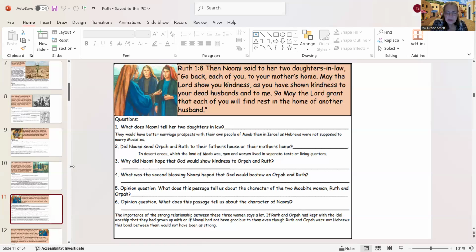What does this passage tell us about the character of Naomi? That she does love her daughters-in-law very much, and she wishes the best for them. The importance of the strong relationship between these three women says a lot. If Ruth and Orpah had kept with the idol worship that they had grown up with, or if Naomi had not been gracious to them, even though Ruth and Orpah were not Hebrews, this bond between them would not have been as strong.